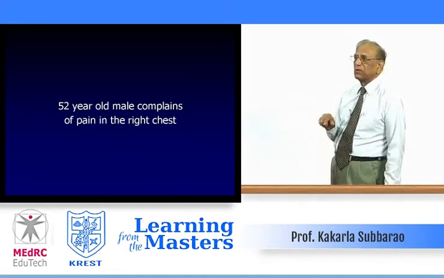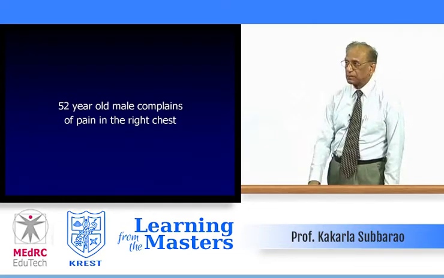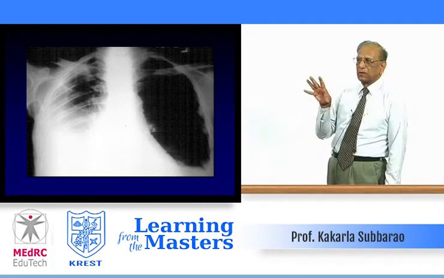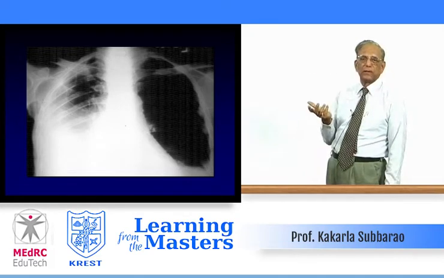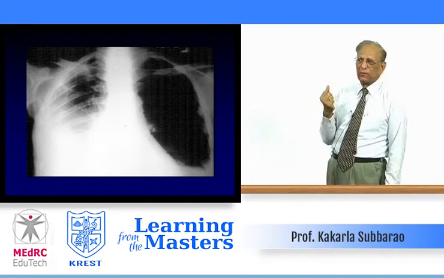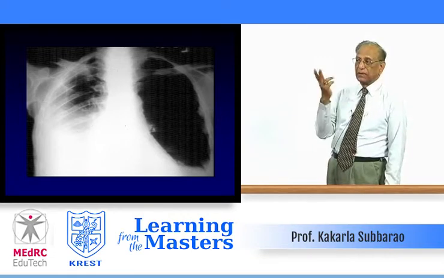Next case is a 50-year-old male who complains of pain in the right chest. At first it looks as if it's pleural effusion only. But then with that massive effusion, why are the mediastinum and the heart in the same place? There is no fibrosis. There is no atelectasis that we could see.